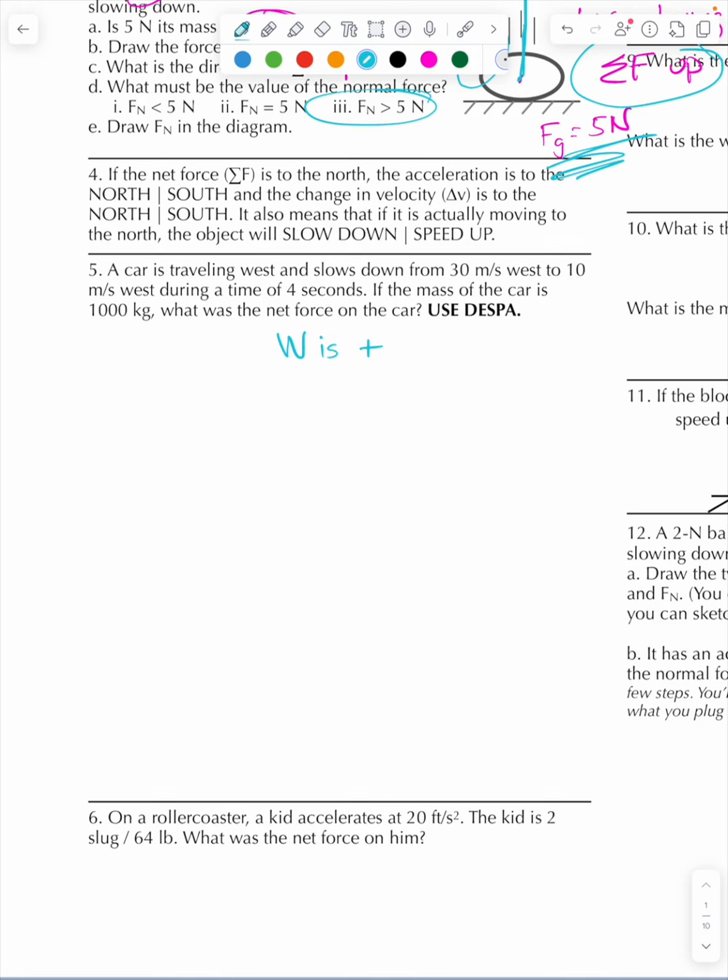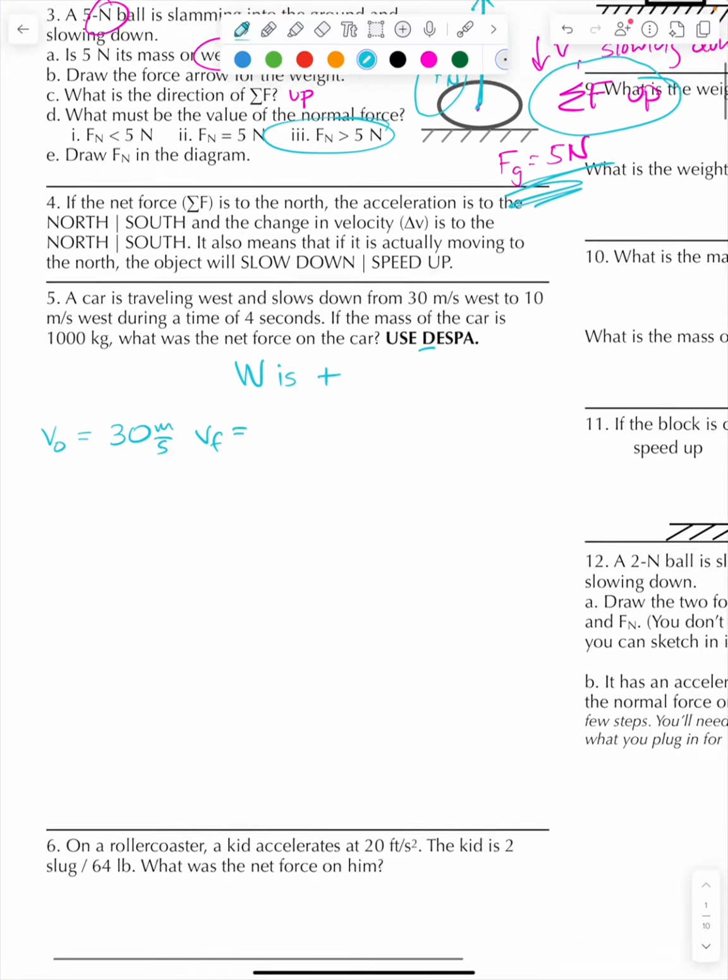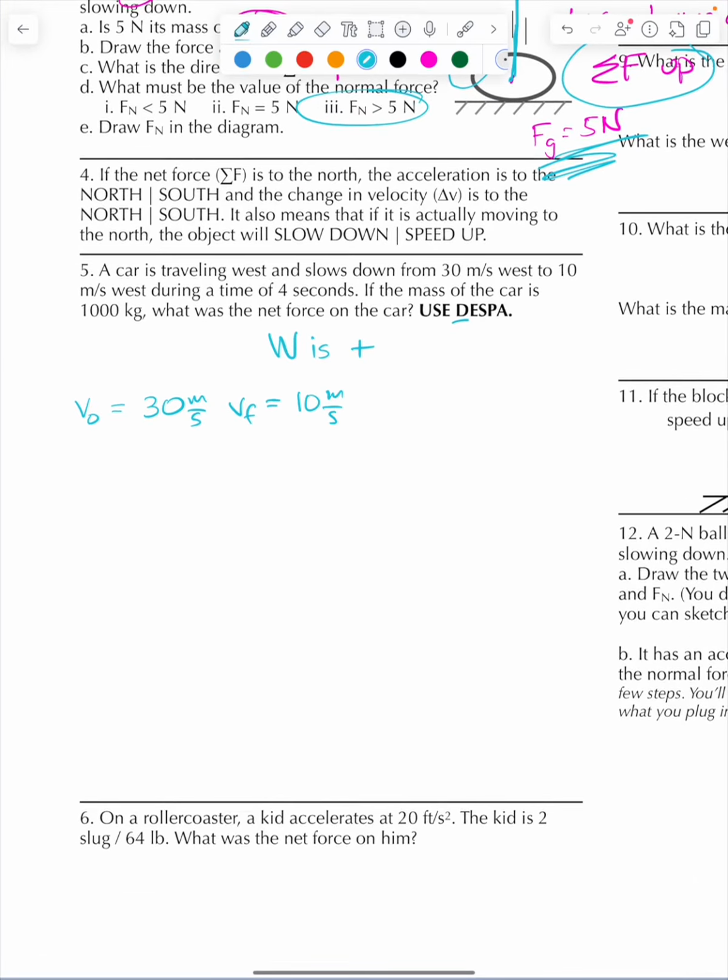So let's write down the given information. That's the D, the data. It really helps you a lot. So don't spend a lot of time, but just let's do it. So the initial velocity is the 30 meters per second, right? And since it's to the west, it's just positive. The final velocity is 10 meters per second. Again, it's positive. The time is 4 seconds. And the mass is 1,000 kilograms. So that's kind of weird. We're so used to kinematic equations without problems without masses thrown in. And we're looking for the net force. It's always nice to write down what you're looking for.